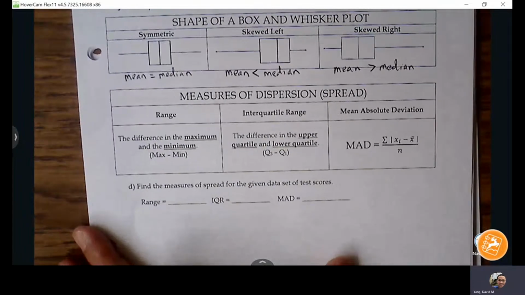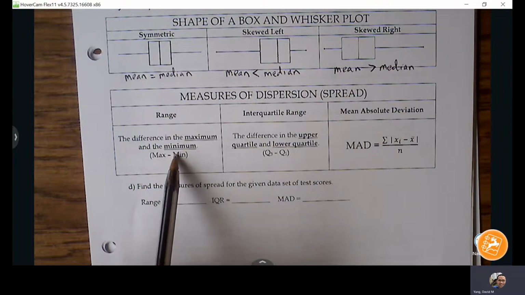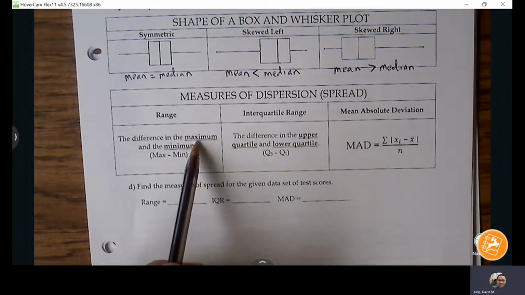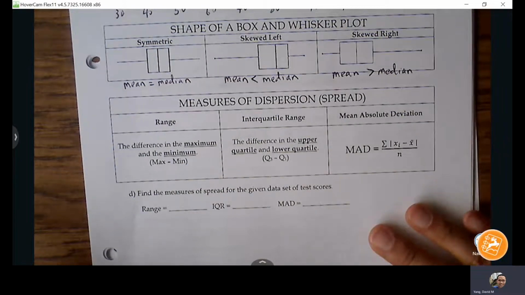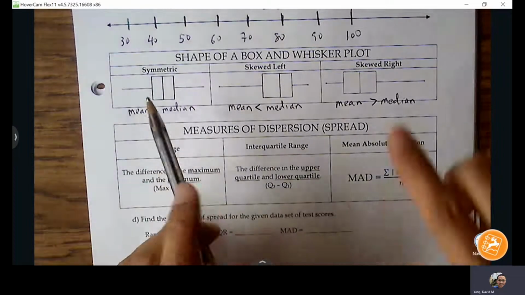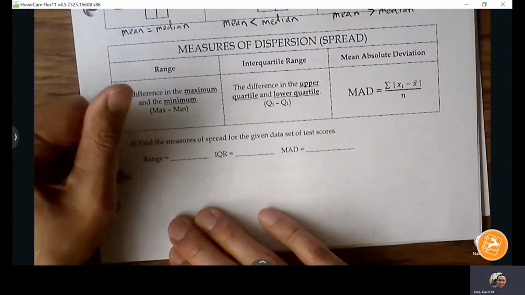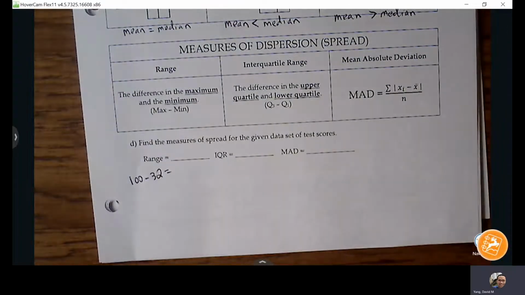Okay, a couple more things here. Range is the difference in the maximum and the minimum value. So range is just the highest minus the lowest value. So let's find the range. What numbers are we going to be looking at to find the range? Yeah, 100 and 32, right? So range here is just 100 minus 32. That's 68.